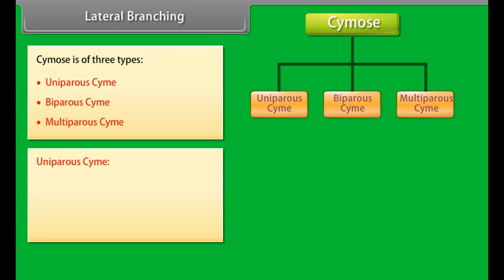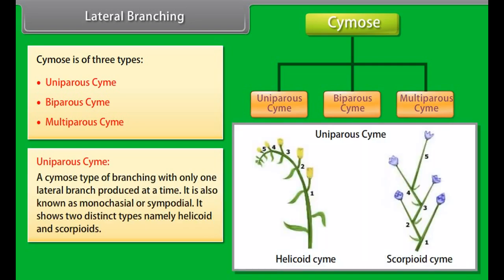Uniparous cyme. A cymose type of branching with only one lateral branch produced at a time. It is also known as monochasial or sympodial. It shows two distinct types, namely helicoid and scorpioid.